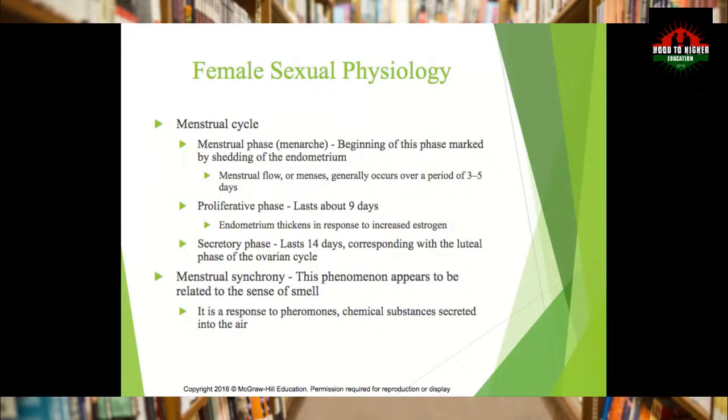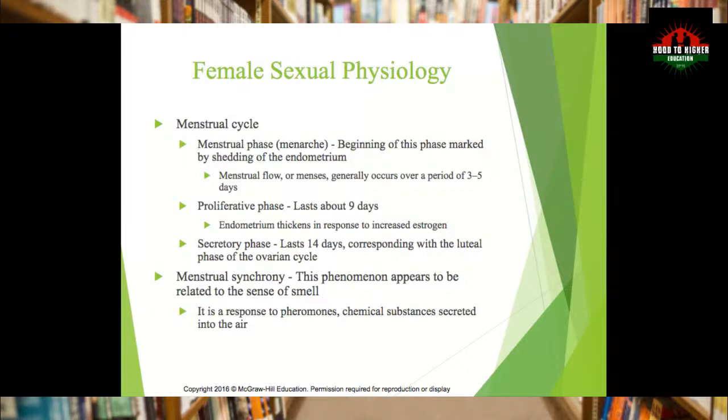A girl's first menstruation is known as the menarche. We refer to the menarche as the first sighting of menstruation. The proliferative phase lasts about 9 days, and during this time, the endometrium thickens in response to increased estrogen. The mucous membranes of the cervix secrete a clear, thin mucus with a crystalline structure that facilitates the passage of sperm. The proliferative phase ends with ovulation.